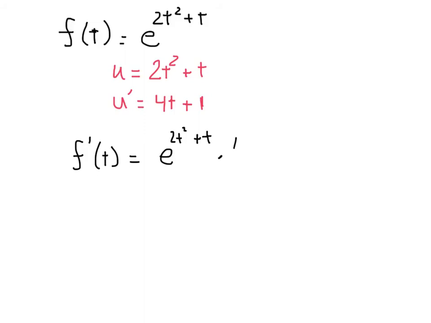Then we have to multiply that by u prime, which is the quantity in parentheses, 4t plus 1. And usually I would write it like this. No, I think I'm going to leave it. I think I like it written like that. Put the e to the 2t squared plus t out in front, and then multiply by 4t plus 1.